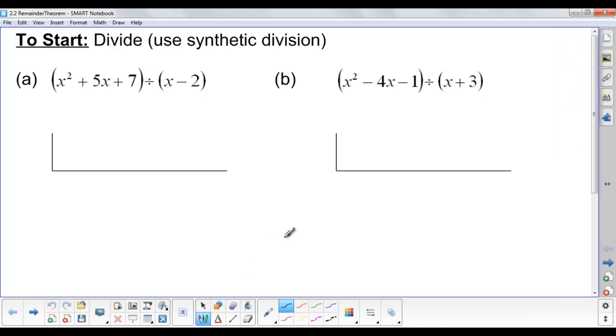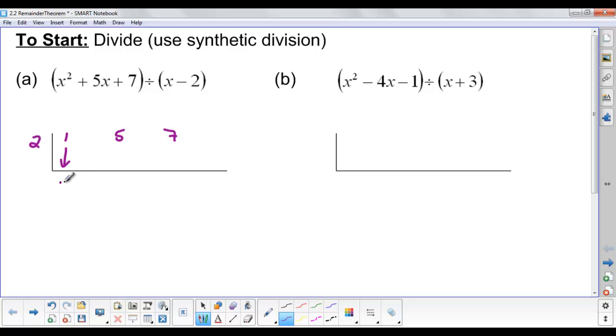Hello again, everyone. Welcome to lesson 2.2, the remainder theorem. So what we're going to do today is we'll start off by doing some synthetic division, and then we are going to sub in our test roots, and we're going to make connections between those two things. So we'll start off with this dividend here, x squared plus 5x plus 7, and we're going to do remainder theorem. So we will write out the coefficients of the dividend, 1, 5, and 7, and we're going to use the test root positive 2.